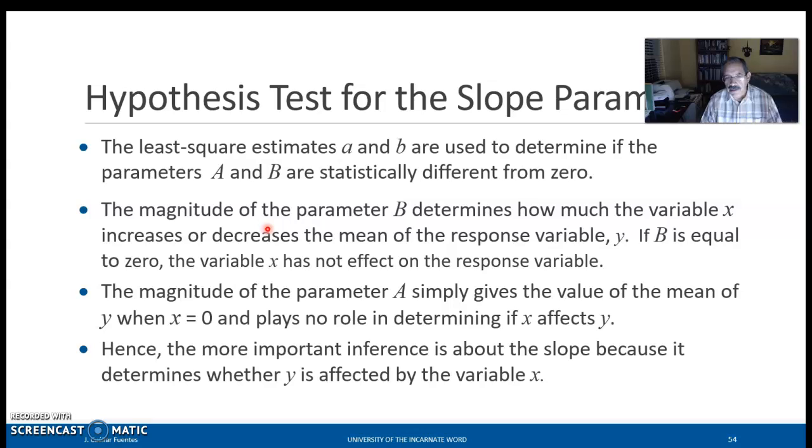Now, the magnitude of the parameter a just gives us the point where the line will intersect the vertical axis, so that is the average value of y when x is equal to 0. But that doesn't tell us anything about how x affects y. So really, the inference of interest is about the slope parameter, because that one tells us whether x affects y and how much it affects the average of y. So our inference is going to be focused just on the slope.